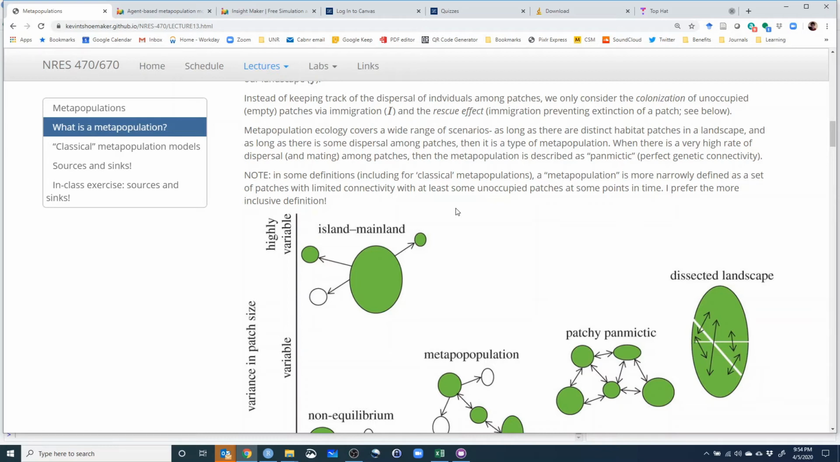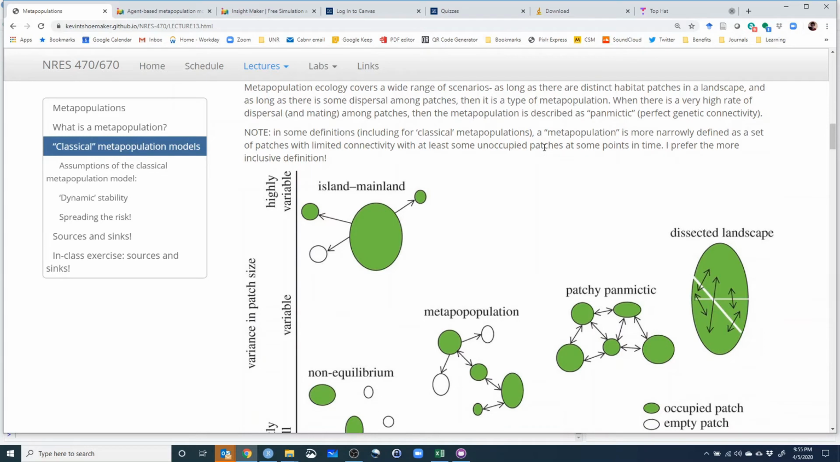When there's a really high rate of dispersal, and therefore the individuals from one patch can mate with individuals from any other patch completely randomly, that is called panmictic. All right, so that's when there's lots of immigration and emigration among patches. But really, I'd still like to call that a type of metapopulation.